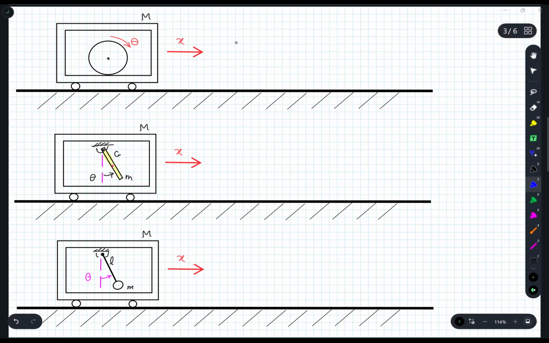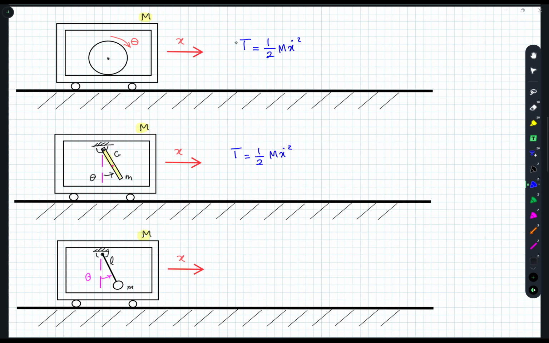So for all of these systems, when I want to calculate the kinetic energy, first of all, I know I have a cart with mass m. So that part is there. So I have m x dot squared. For this one, I have m x dot squared. And I have m x dot squared. But then we need to add the energy for the other component.